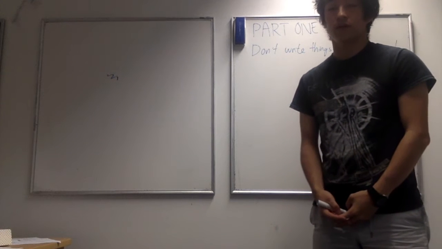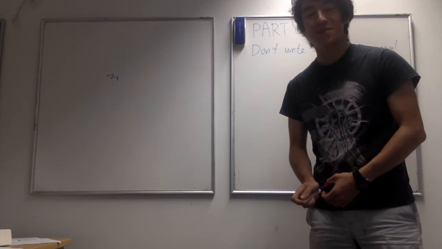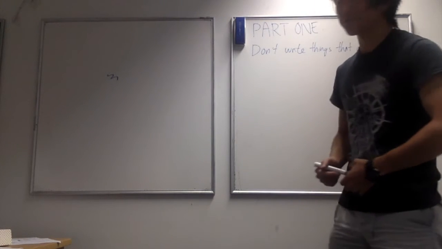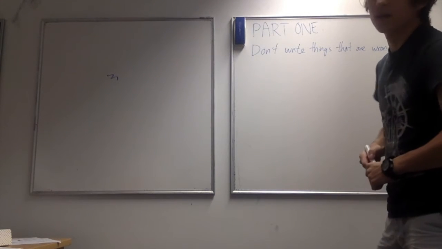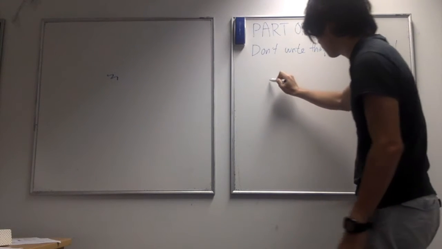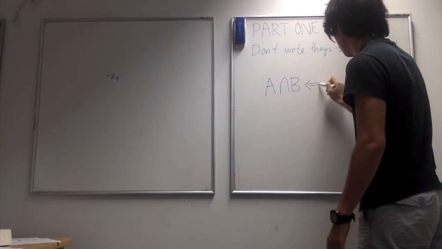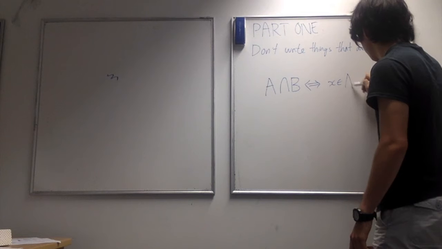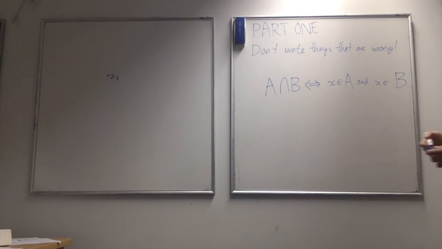Okay, part 1. Don't write things that are wrong. Seems pretty obvious, but it's quite a big problem. So, I guess I will give an example. Something that someone could potentially write is: A intersection B if and only if X is in A and X is in B.